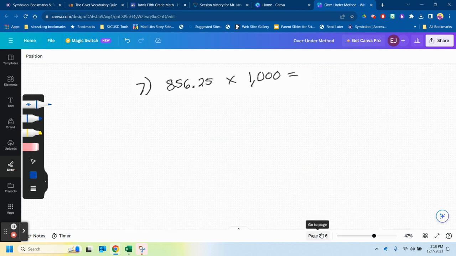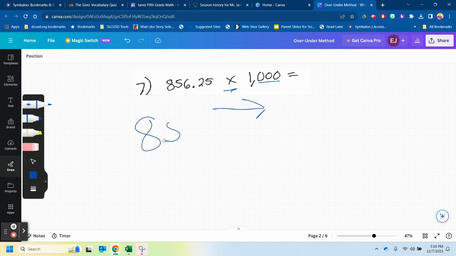Let's look at another one. We have 856 and 25 hundredths. How many places am I multiplying? I move it to the right. How many places? 1, 2, 3. I only have 2 digits here, so what I have to do is write 8, 5, 6, 2, 5 and add a 0. 1, 2, just add a 0. So it's 856,250. In this case, I had to add a 0, so that made it a little difficult.